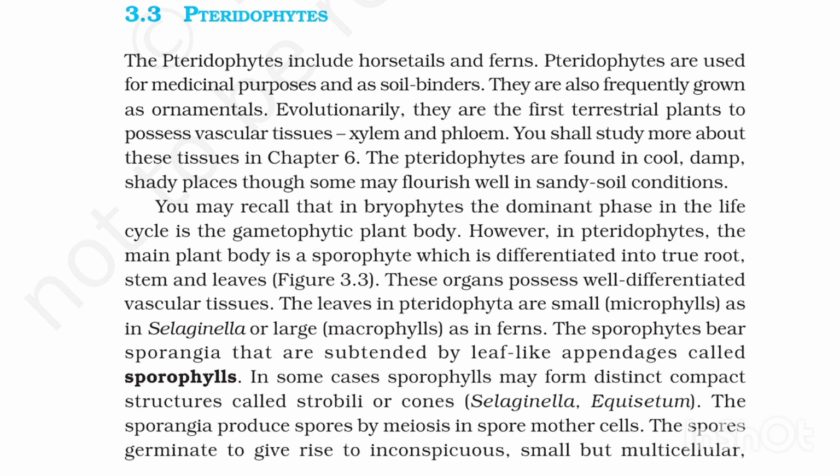The pteridophytes are found in cool, damp, shady places, though some may flourish well in sandy soil conditions. You may recall that in bryophytes, the dominant phase in the life cycle is the gametophytic plant body. However, in pteridophytes, the main plant body is a sporophyte, which is differentiated into true root, stem, and leaves. Figure 3.3. These organs possess well-differentiated vascular tissues.